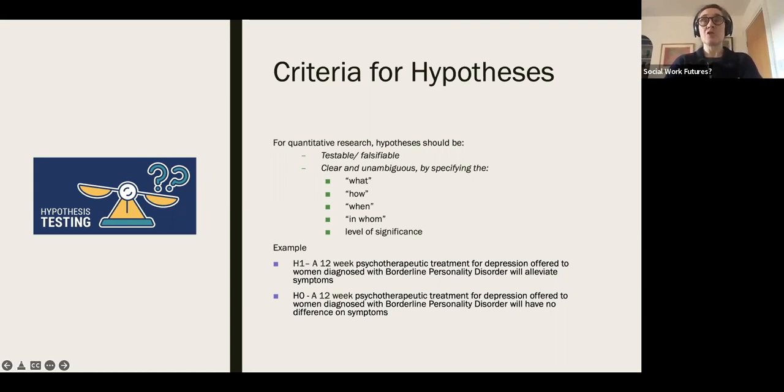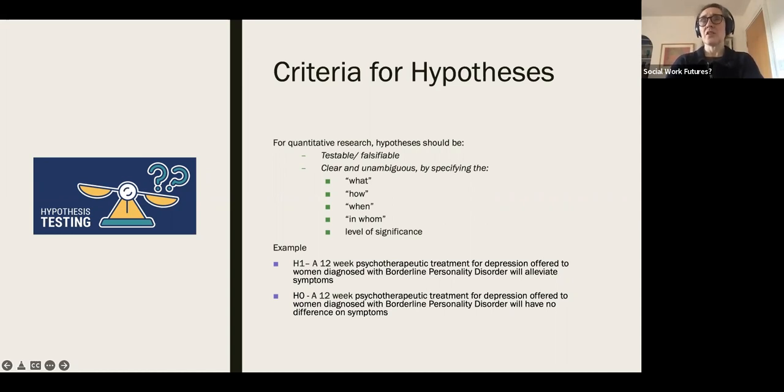But what we test is not that assertion, but the inverse of that assertion, or what's called the null hypothesis, or what you can see here, H0. So the null hypothesis is the opposite of the proposal that the researcher is trying to prove. And the null hypothesis is assumed true until proven otherwise. So in this case, the null hypothesis would be a 12-week psychotherapeutic treatment for depression offered to women diagnosed with borderline personality disorder will have no difference on symptoms.